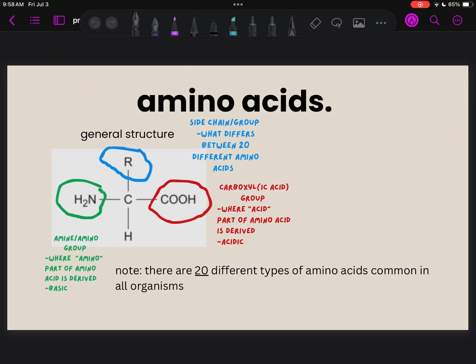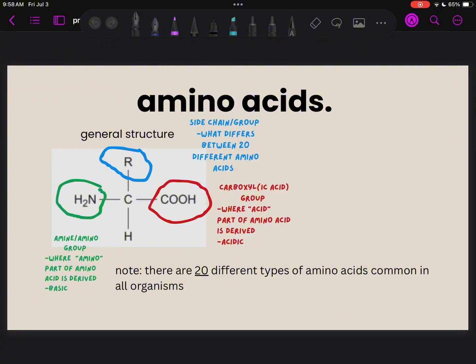It depends if you do A-level chemistry. As I mentioned, you can use either term, and I'm sure it's a similar effect in A-level biology. This is where the acid part of amino acid is derived because it is an acidic group.